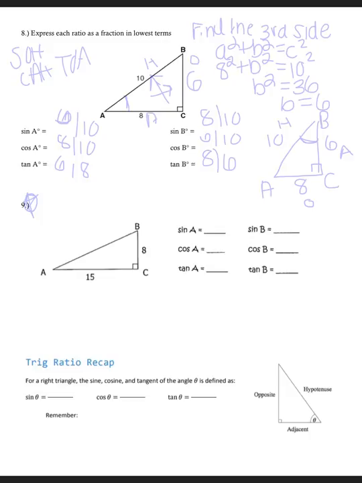So now it says, don't forget, sine is O over H, cosine is A over H, and tan is O over A. So you need to remember SOHCAHTOA.